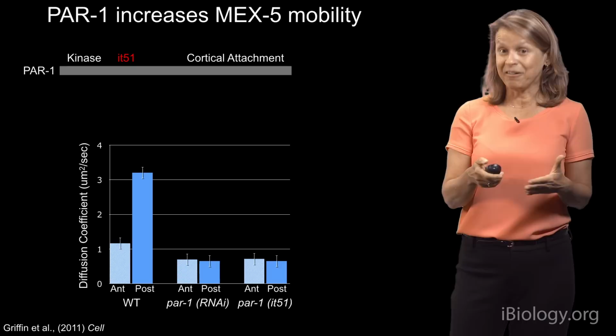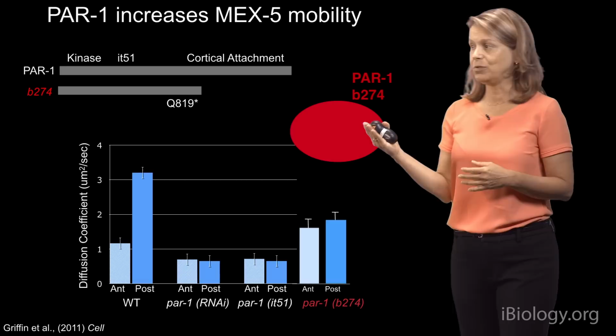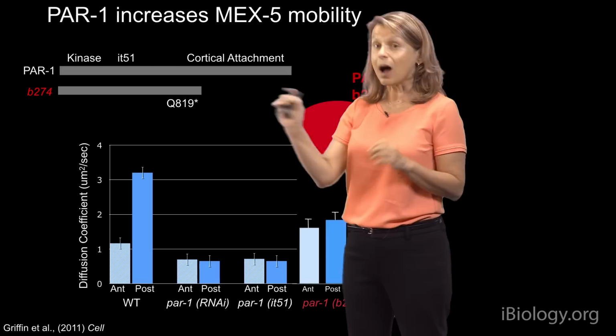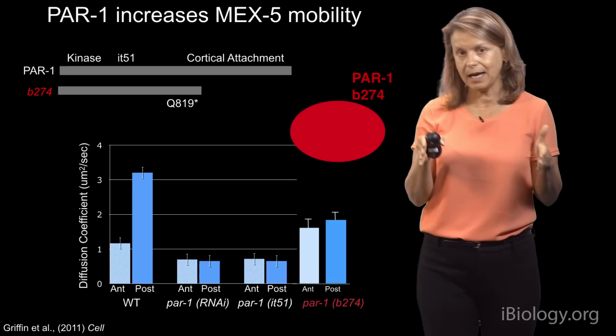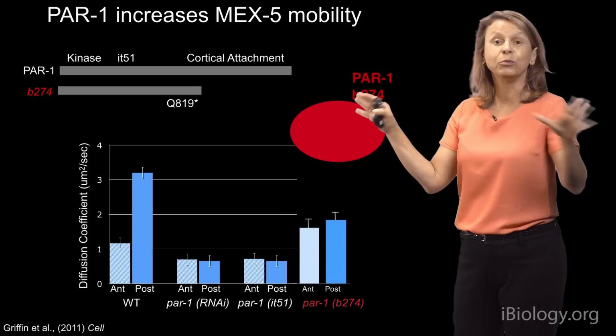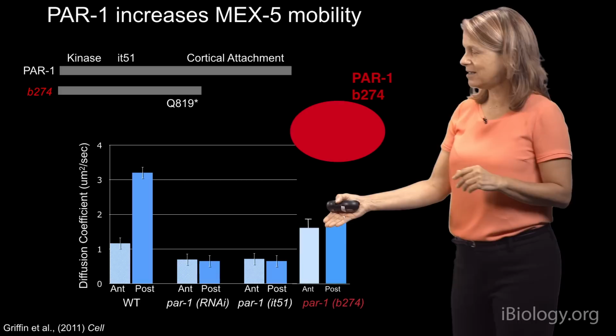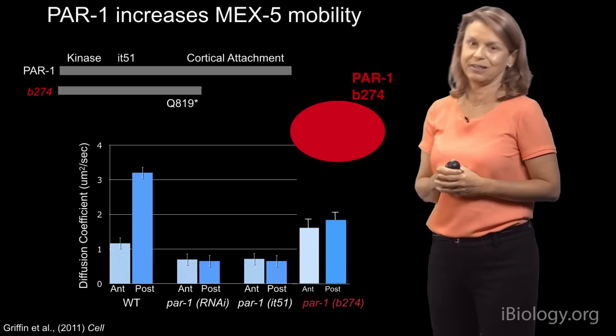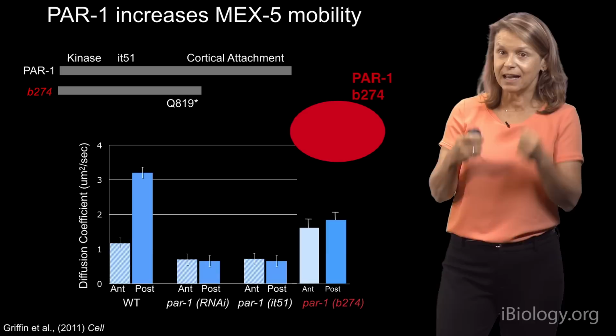And Eric got a very nice confirmation of this result using a different PAR1 allele, this B274 allele. This is a PAR1 allele that has a premature stop codon in the PAR1 gene, and it creates a truncated PAR1 protein that is not able to attach to the membrane, and this PAR1 protein is uniformly distributed throughout. So now you have the kinase everywhere. And when you do that, amazingly, MEX5 becomes fast everywhere, both in the anterior and in the posterior cytoplasm. So this kind of experiment said that PAR1 is both necessary and sufficient to speed up the diffusion of MEX5 in the cytoplasm.